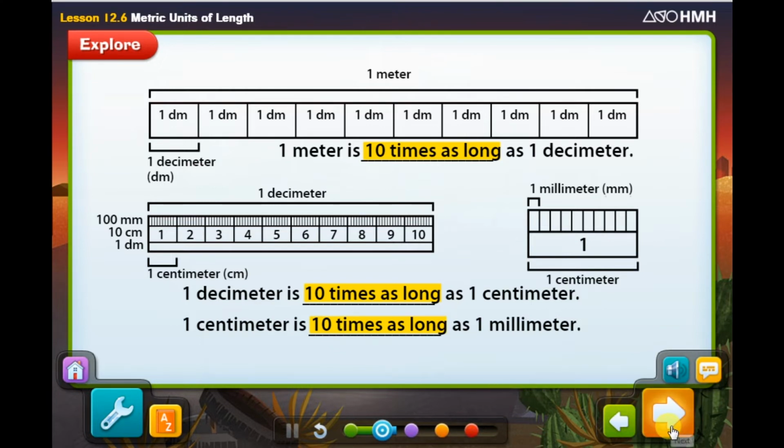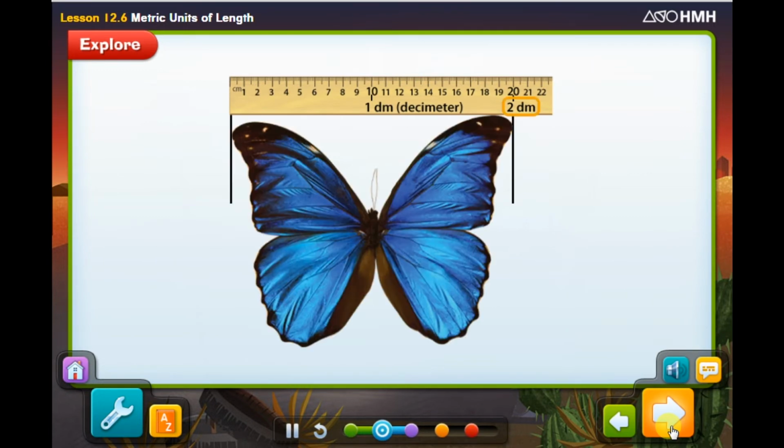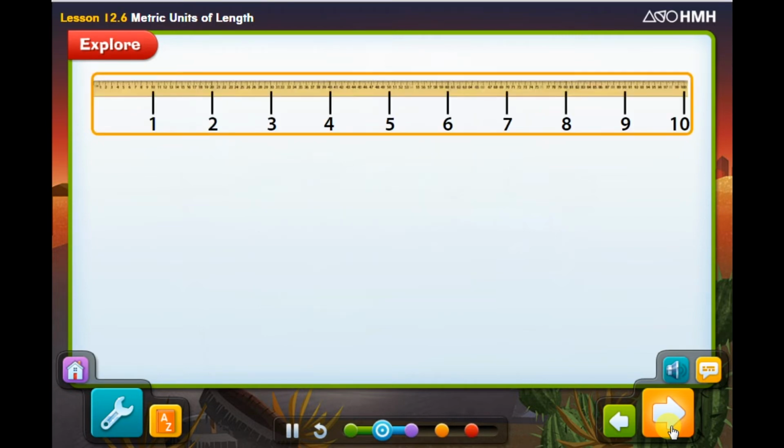Let's practice it. You can use different metric units to describe the same length. For example, you can measure the width of this butterfly decoration as 2 decimeters or 20 centimeters. Think of 1 meter as one whole. Use the meter stick to write equivalent units as fractions and decimals.